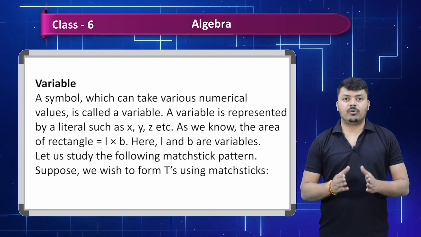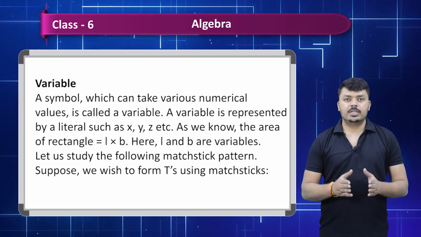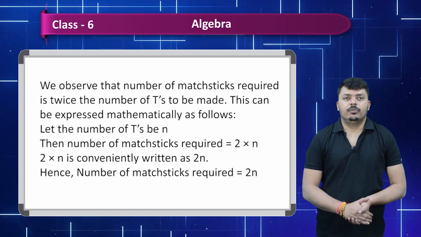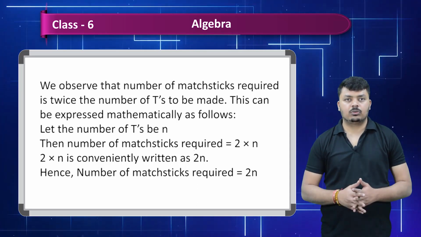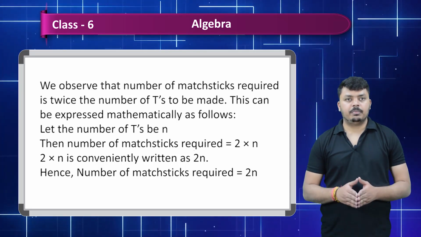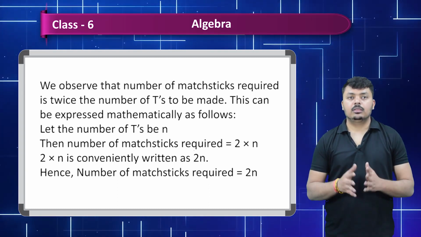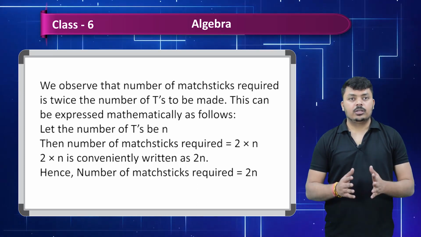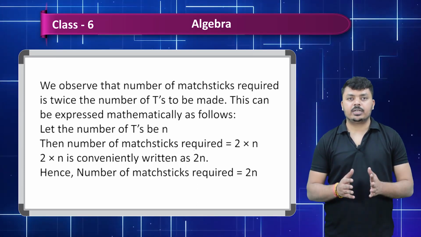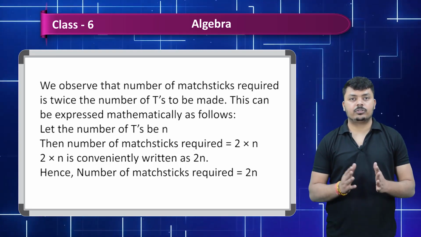Let us study the following matchstick pattern. Suppose we wish to form T's using matchsticks. We observe that the number of matchsticks required is twice the number of T's to be made. This can be expressed mathematically as follows. Let the number of T's be n, then the number of matchsticks required equals 2 multiplied by n. 2 multiplied by n is conveniently written as 2n. Hence, the number of matchsticks required equals 2n.